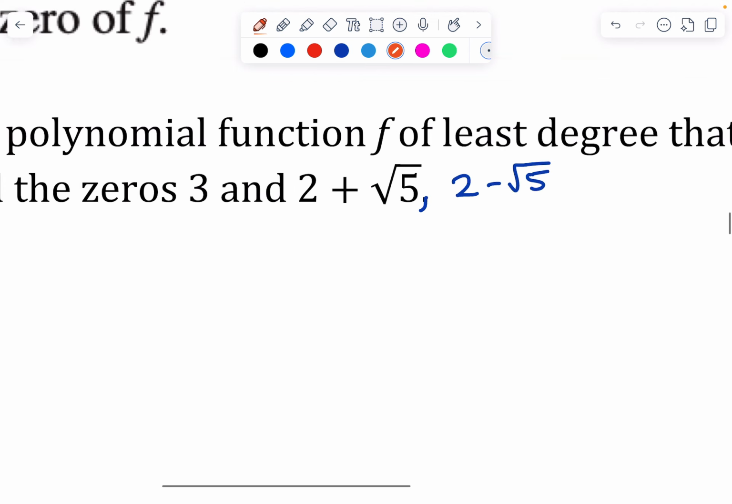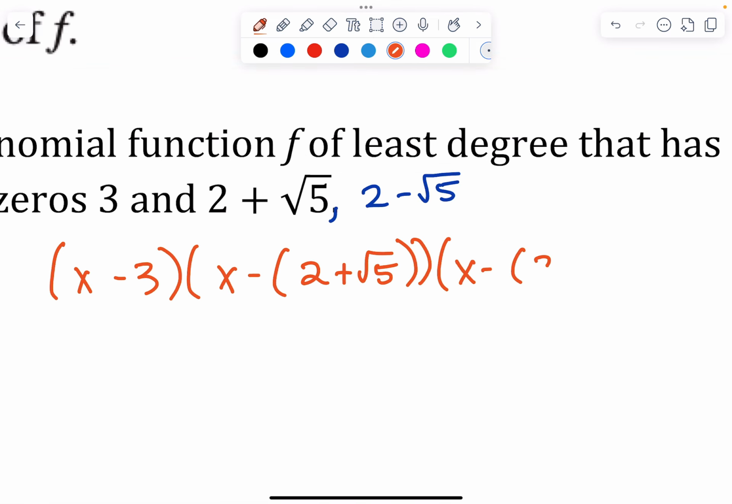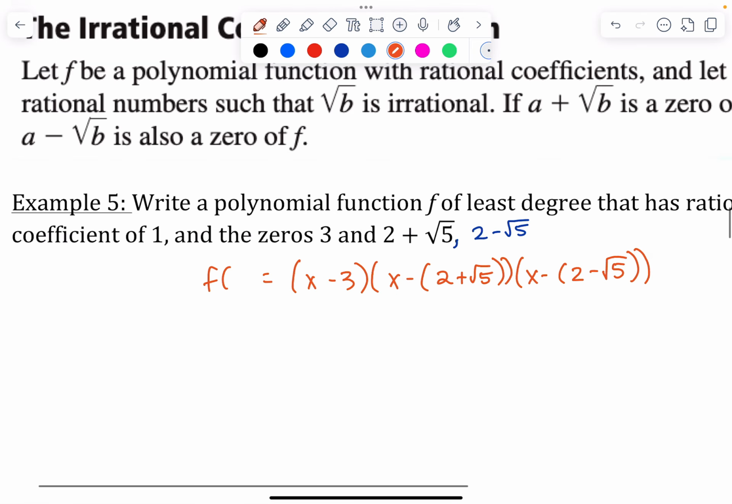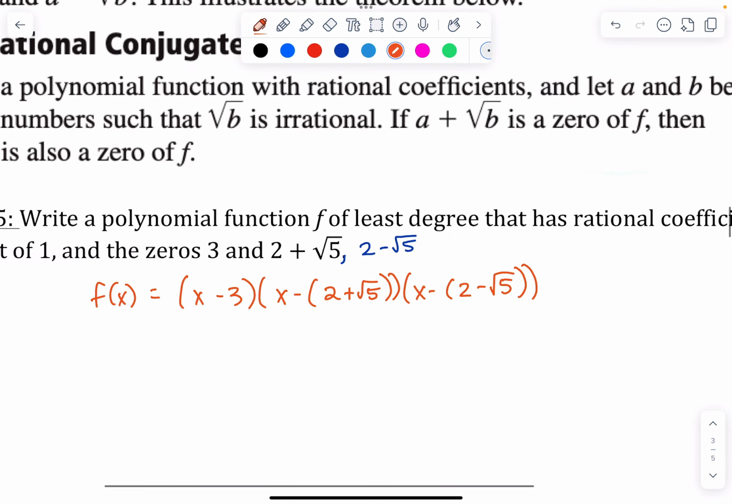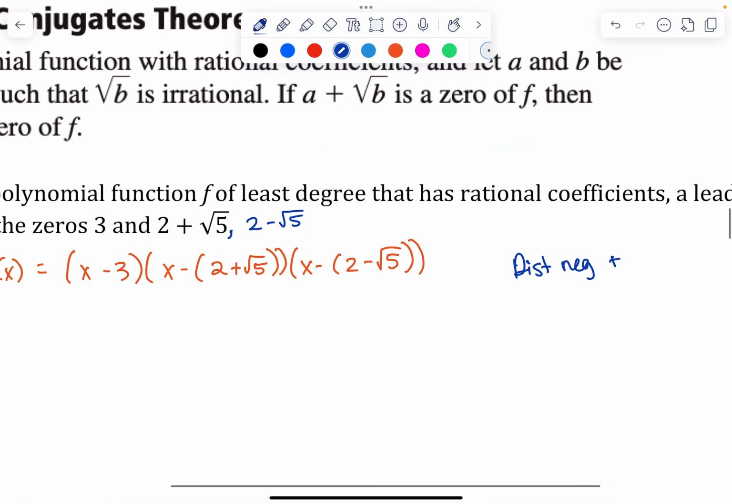So I'm just going to set it up. If I have a zero of 3, I know the factor is x minus 3. If I have a zero of 2 plus √5, I know it's x minus, in parentheses, 2 plus √5. And then lastly, x minus, in parentheses, 2 minus √5. I'm going to approach this in the same way as the problem in lesson 6. I'm going to begin by distributing the negative and regrouping. This isn't the only way to do the problem, but it's definitely the most efficient way.